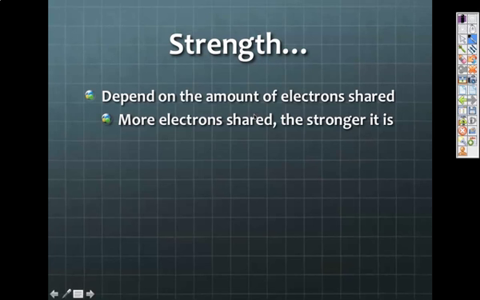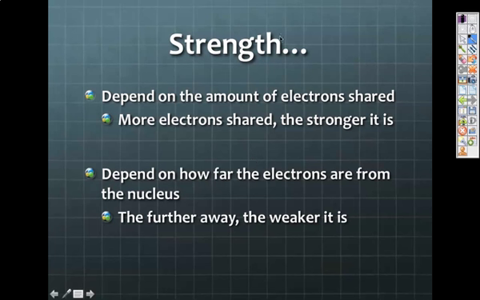Okay, the strength of metals. It depends on the amount of electrons that are shared. The more electrons that are shared, the stronger the metal is. And a lot of the transition metals get kind of difficult for us to tell because of that D energy level. We can get delocalized electrons in differing amounts, which is rough for us.